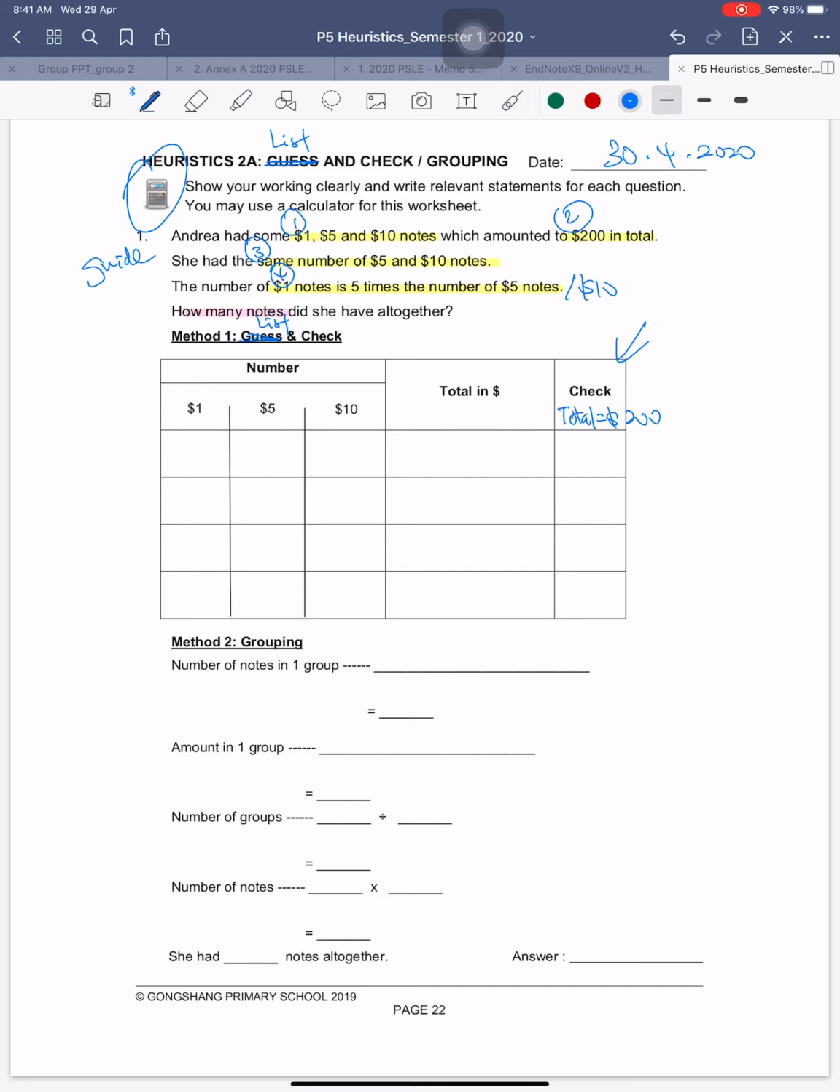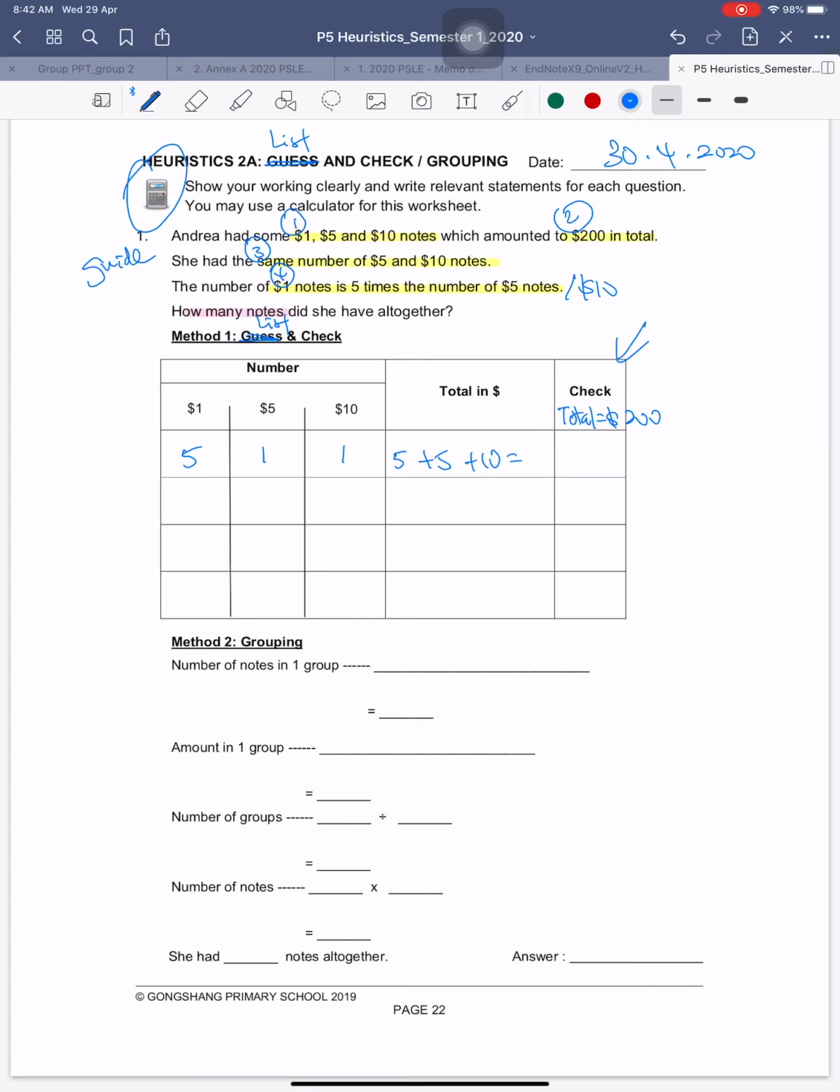Now let's say we try to guess, list down the minimum. What about if she has one $5 and one $10 note. Remember, condition number 3 says $5 and $10 notes are all the same. Then condition 4 says the $1 notes must be 5 times, so 1 times 5. So this is our first list. We just want to see how far we are. So the total will be 5 times $1, 1 times $5, and 1 times $10.